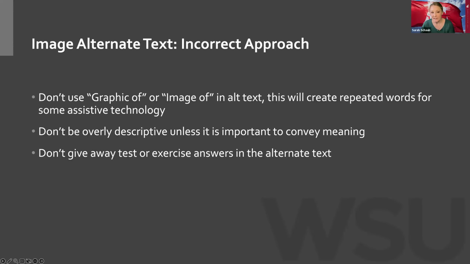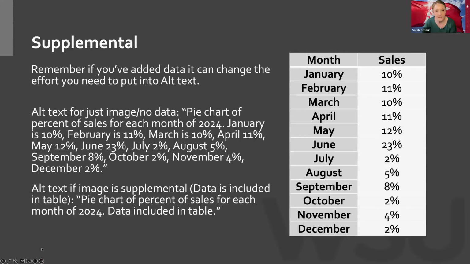Image alternative text. An incorrect approach is using text like "graphic of" or "image of" in the alt text. This is already implied to somebody using a screen reader or read out to them. It will create repeated words for someone using assistive technology. Don't be overly descriptive unless it's important to convey the meaning. And then don't give away test or exercise answers in the alternative text. It's a given.